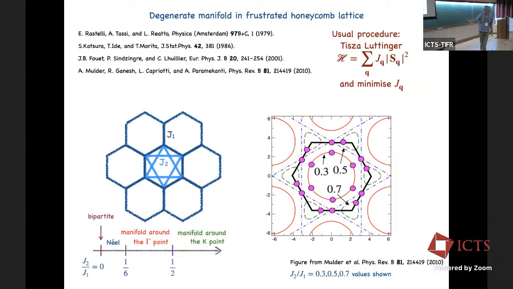So we have a Néel phase, and then the ground state will be a particular Q point from this circle surrounding the gamma point. And after J2 is larger than 1/2, in that case, the ground state will come from this green circle that is surrounding the K point. So this is the classical phase diagram.